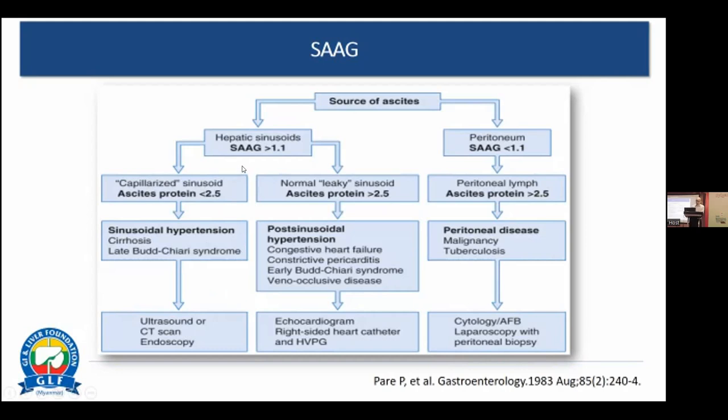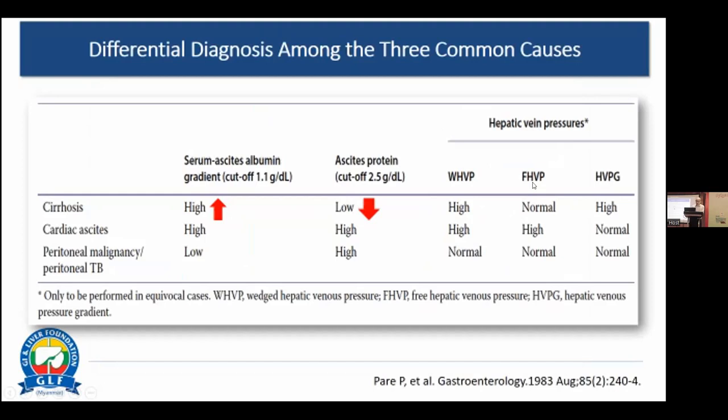points to other causes of post-sinusoidal hypertension: heart failure, constrictive pericarditis, cardiac causes. Low SAAG is peritoneal disease. High SAAG with low ascites protein in cirrhosis; high SAAG with high protein in cardiac ascites; low SAAG in peritoneal malignancy or peritoneal tuberculosis. So we are differentiating.